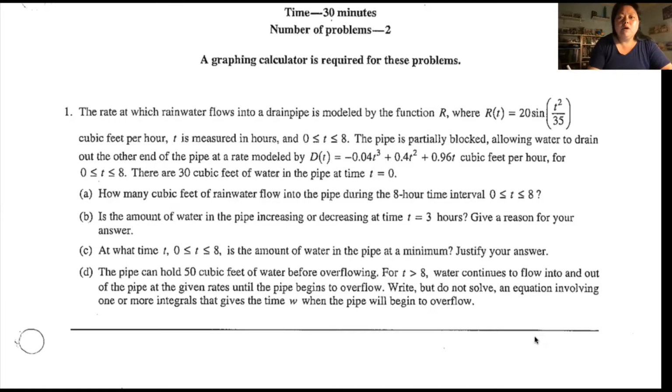The pipe is partially blocked, allowing water to drain out the other end of the pipe at a rate modeled by d of t equals negative 0.04 t cubed plus 0.4 t squared plus 0.96 t cubic feet per hour. So we have two rates here, right? If we want to know the total cubic feet, we have to deal with these rates using integrals. For the same 0 to 8 hours, there are 30 cubic feet of water in the pipe initially at t equals 0. So let's start with the first problem.